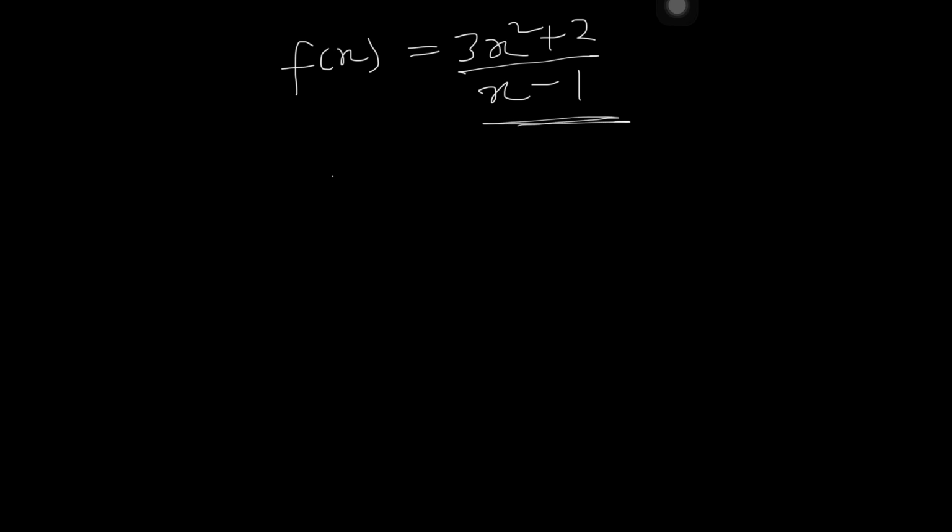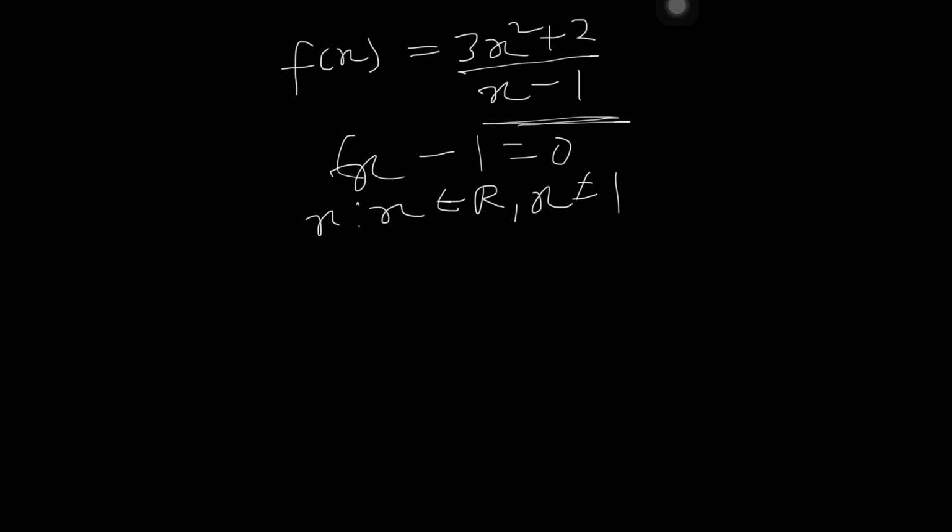For example, we have f of x equals 3x squared plus 2 all over x minus 1. I want to find the domain of this function. We just simply look at the denominator and equate it to 0. So we have x minus 1 equals 0. Then we just say that the domain is x such that x is a member of all real numbers where x is not equal to 1. After we solve this, we get x equals 1. This becomes our domain.